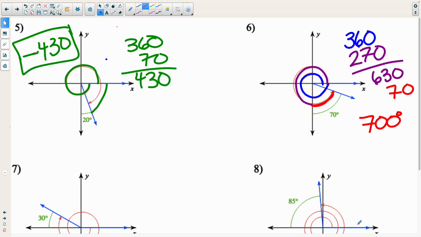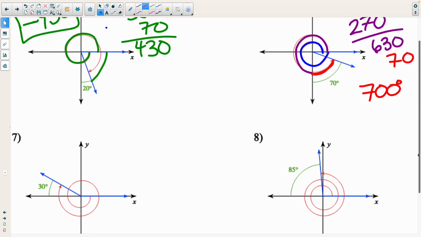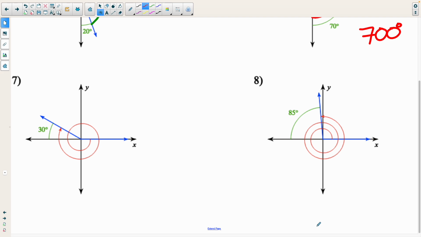So for 6, if you didn't get 700, these are the pieces I broke it into. You can see the blue here is one rotation. The purple gets me 3/4 of the way around, so I did 270, and then I still had 70 more to add to it. So you should have 700. All right. Continue with 7 and 8 if you haven't yet.